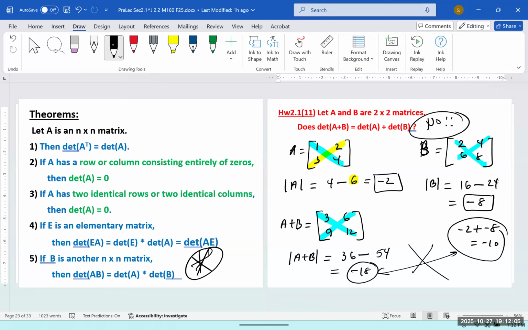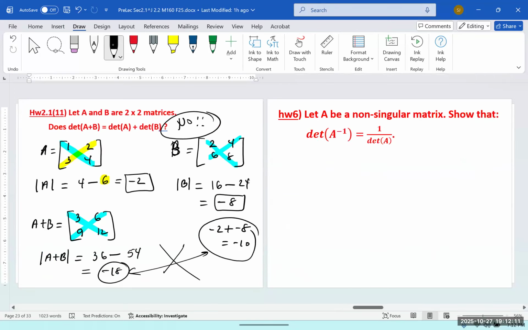Chapter 3 have to go? We're not going to do any proof in this class. No proof. But we're going to do this one. Prove this one. It's a fun proof.